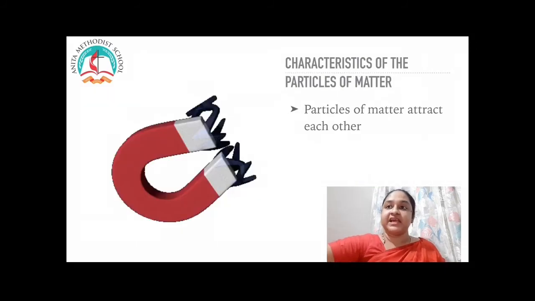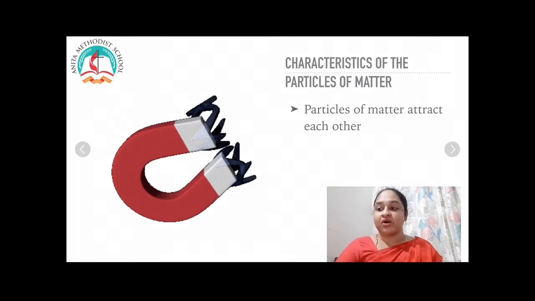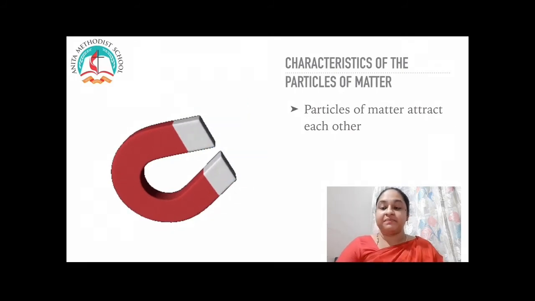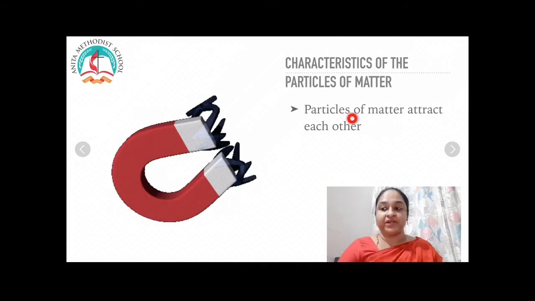So this is one characteristic of the particles of matter, that particles of matter have a lot of space between them. The other example is the magnet. The magnet has the property to attract. Similarly, the particles of matter have the property to attract each other, and this attraction keeps the particles together. This attractive force will be different for different forms of matter.